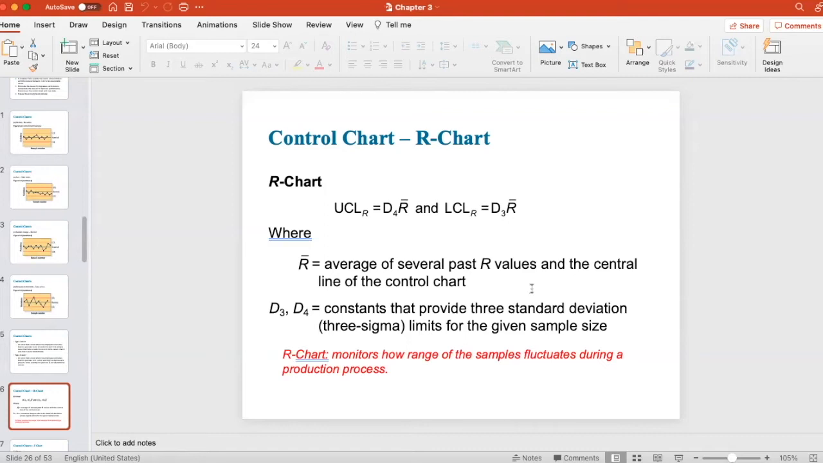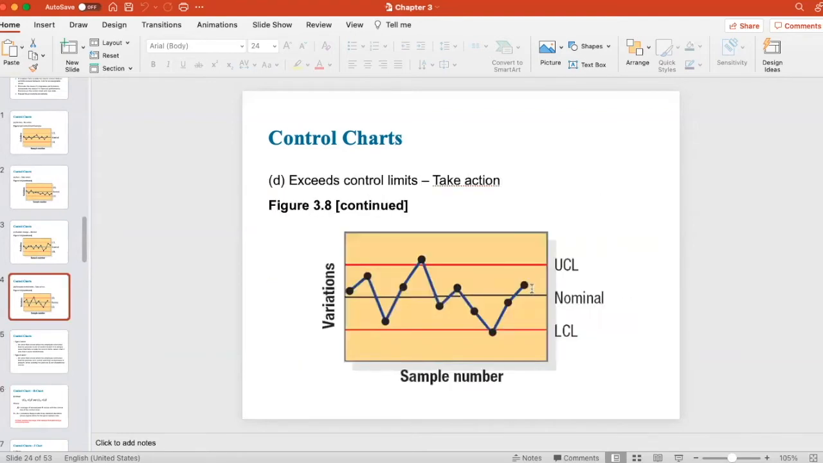We already discussed this by using the plot. What are the 2 key elements? Very simple. No matter whether it's the R chart, X bar chart, C chart, or P bar chart, the 2 key elements are UCL and LCL. That's what I just mentioned, right? Upper control limit and lower control limit.